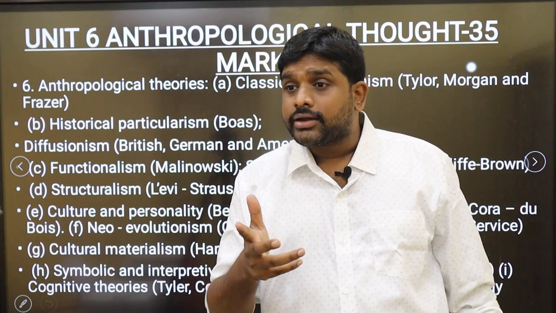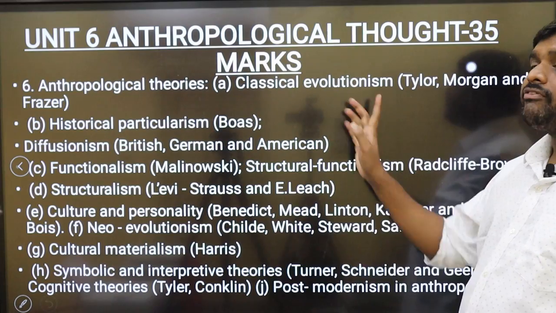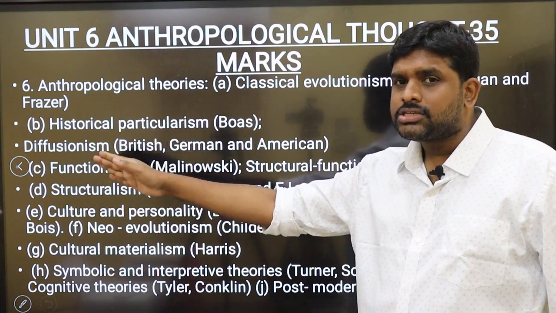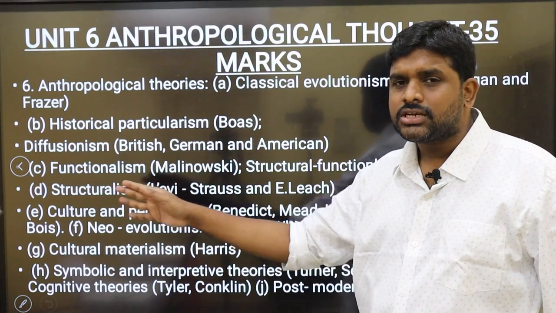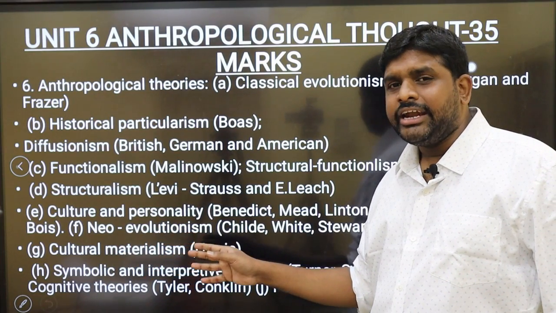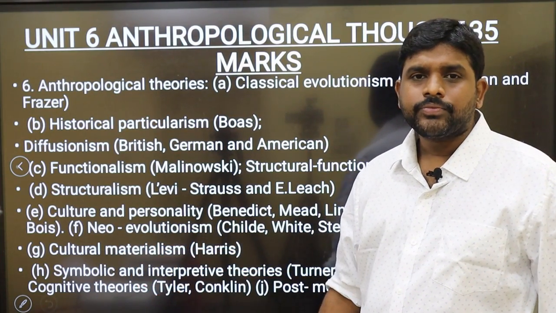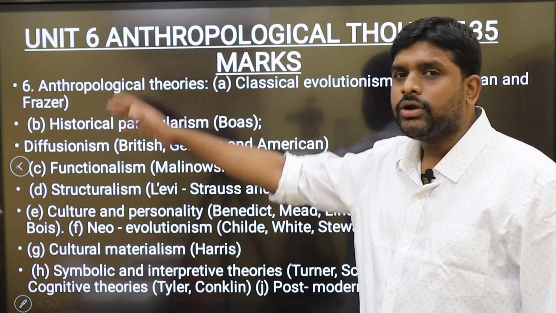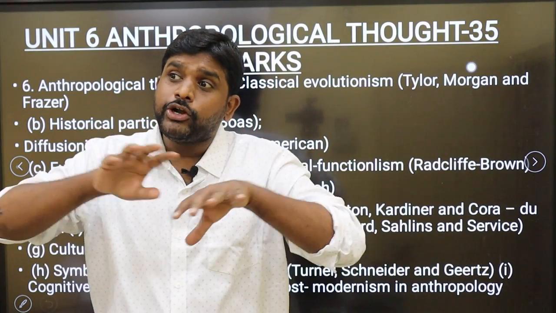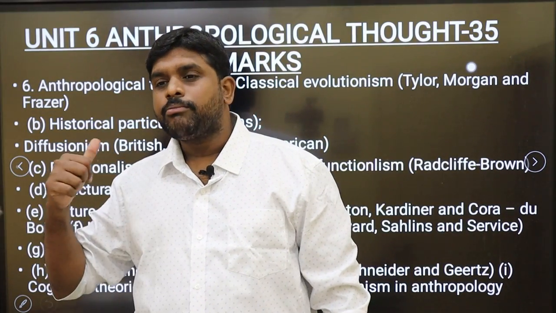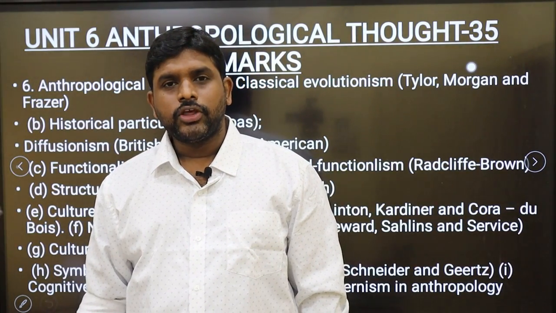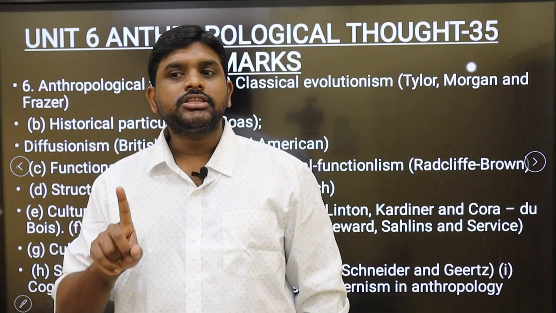Then anthropological thought, theories, thinkers, 35 marks. Classical evolutionism, historical particularism, diffusionism, functionalism, structuralism, culture and personality school, new evolutionism, cultural materialism, symbolic and interpretative theories, cognitive theories, postmodernism, all together 35 marks. And from this unit we have to take the anthropologists' names and add them to the rest of the syllabus. This is very important. Here you have to take them and add them to the rest of the units. Only unit number 6, 35 marks.